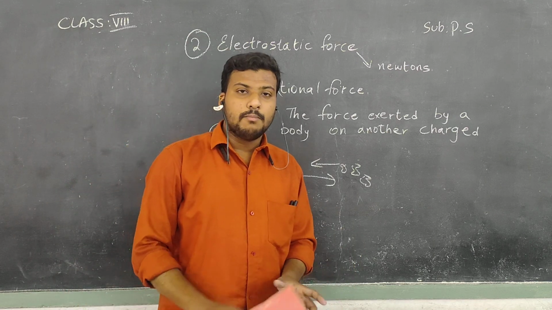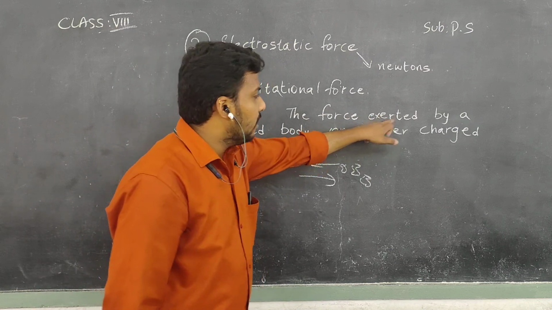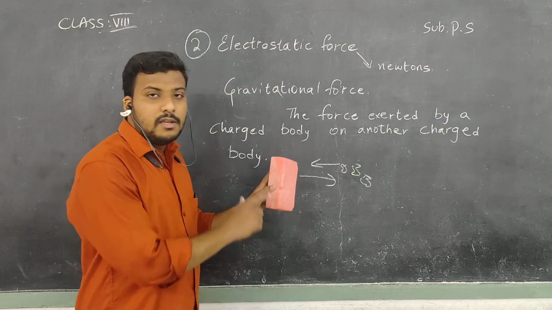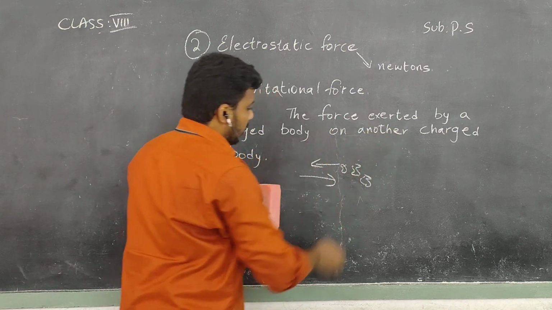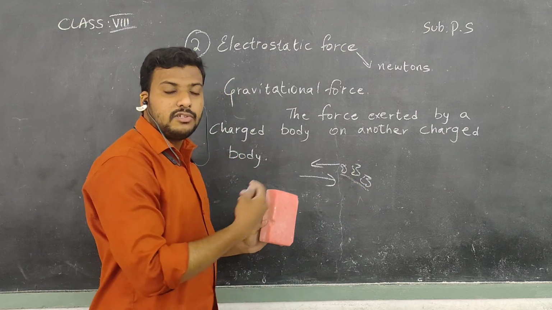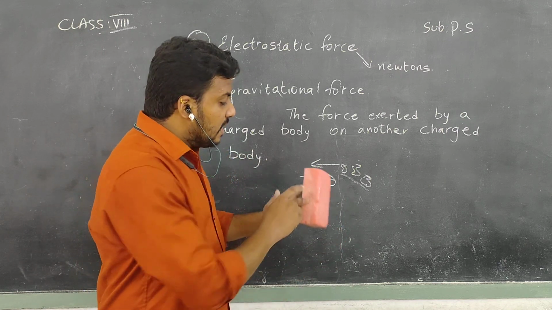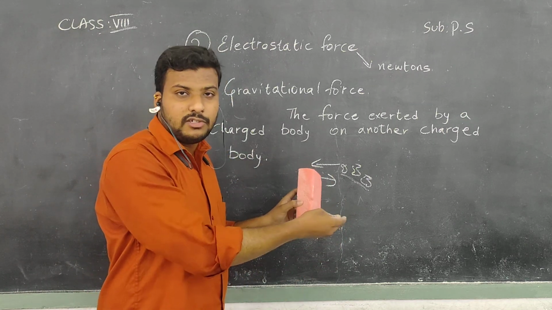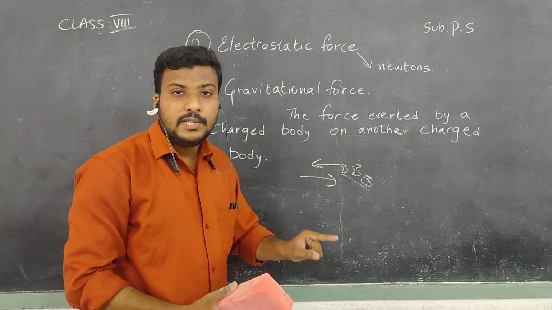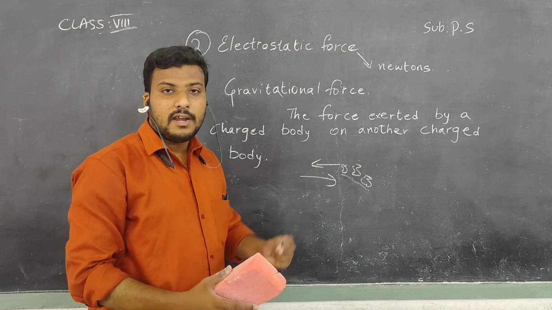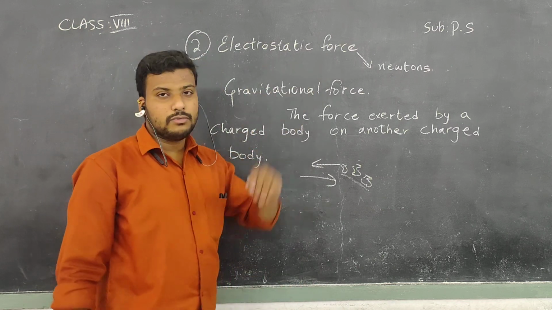Right now you got the meaning. The force exerted, means applied, by a charged body. Who is the charged body here? This is a balloon. On another charged body, the paper bits are another charged body. Yes, they also get charged, because the balloon is providing charge to the bits of paper, but they act in the opposite direction. That is the reason all the bits of paper are attracted towards the surface of the balloon. This is all about electrostatic force.